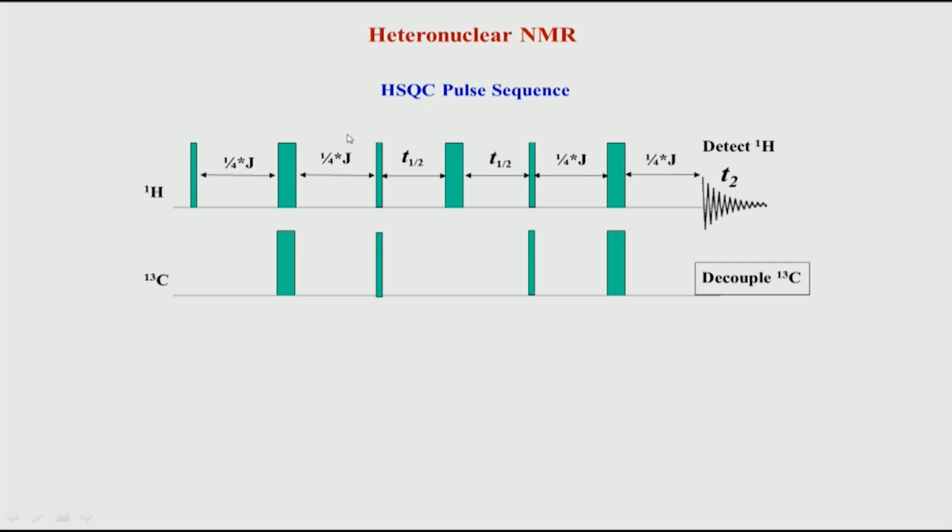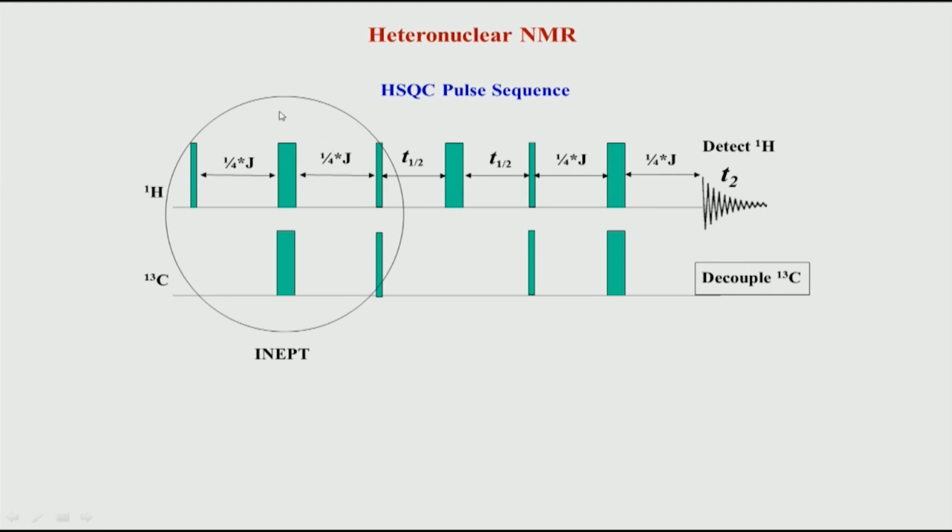Basically, this is an inverse detection experiment, meaning we start from protons, do some things to protons, and come back to proton in the end and detect the proton FID. So, let us see how that will look. This is the portion in circle which is denoted as INEPT. If you recall in the previous slides, we looked at what is an INEPT. We showed INEPT as a block, more like a black box, but now here the actual scheme of INEPT is shown.